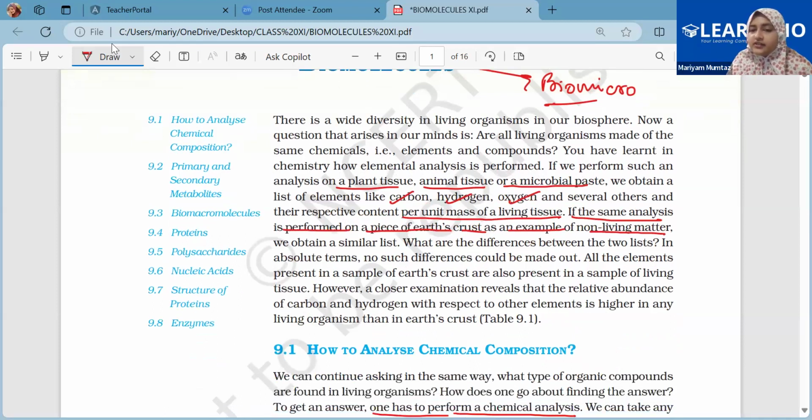Now, what are the differences between the two lists? In absolute terms, no such differences could be made out. All the elements present in the sample of Earth's crust are also present in the sample of the living tissue. However, a closer examination reveals that the relative abundance of carbon and hydrogen with respect to other elements is higher in any living organism than in Earth's crust. Now, that's true that we may not find selenium or mercury inside our body, but carbon and hydrogen is maximum because we are made up of that.